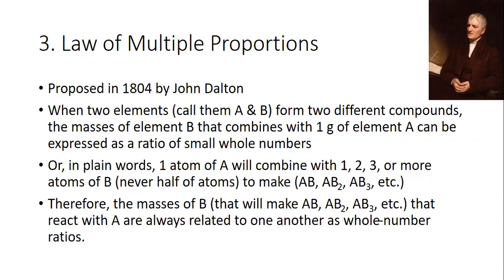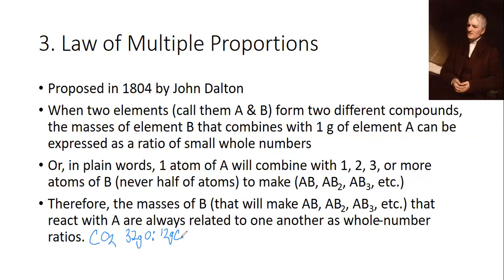Your compounds would always be like AB, AB2, AB3. So when you look at the masses of B in these compounds, the ratio in different compounds will always be whole numbers. Let me give you an example. Maybe that will make this clearer. Okay, so we have carbon dioxide. Carbon dioxide is CO2, right? So when we measure CO2, we have 32 grams of oxygen for every 12 grams of carbon.